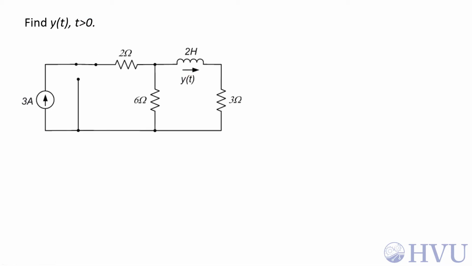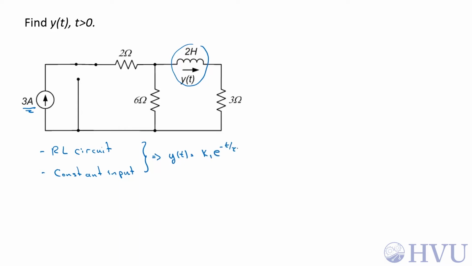So, take a look at the problem and see what we expect. We have one energy storage element. It's an inductor, so this corresponds to an RL circuit. So we have one inductor and some number of resistors. We have a constant input, so the form of the solution is going to be y(t) equals some constant k1 e to the minus t over tau plus k2. Now we just need to find k1, tau, and k2.